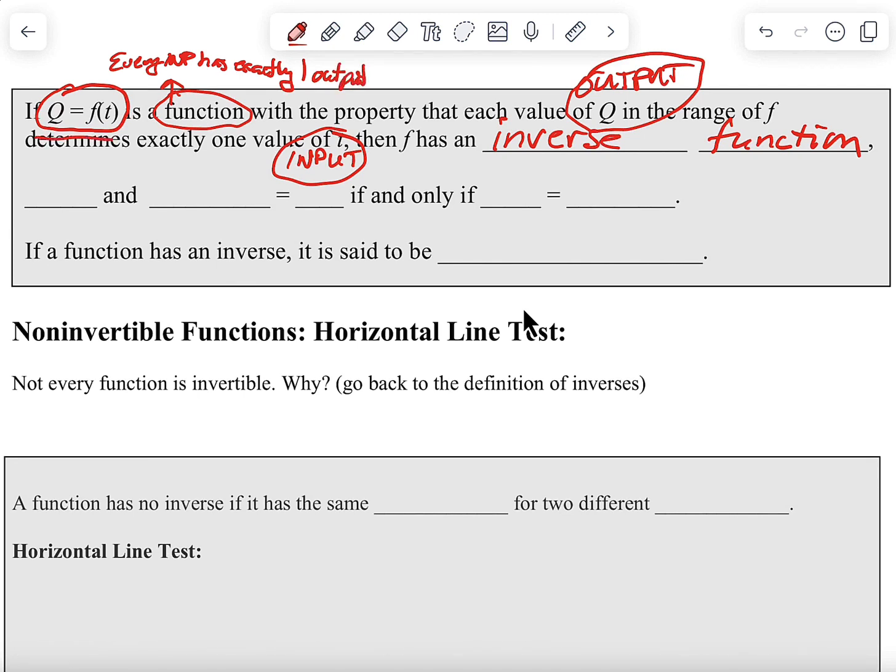So if we know this original equation is a function, we already know that every input has exactly one output. But if it additionally has this other property, that every output has exactly one input, then it will have an inverse that is also a function. That's what this statement is saying. And if that's true, then the inverse, f inverse, will be the name of this function, and the inverse of the output will equal the input always.